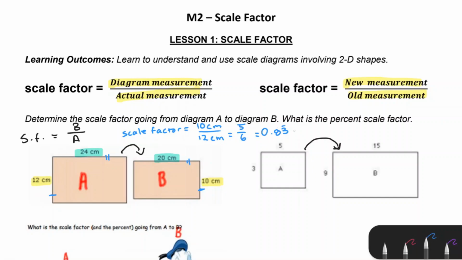Okay. As a percentage, if I multiply that decimal by 100, it's 83%. Right? So B is 83% of the size of A. It's less than 100. It's smaller than A was to begin with. But all of these are ways we can express our scale factor. The factor itself, the fraction, or the decimal is probably most common, but we can always get to a percentage as well by taking that decimal and multiplying it by 100.